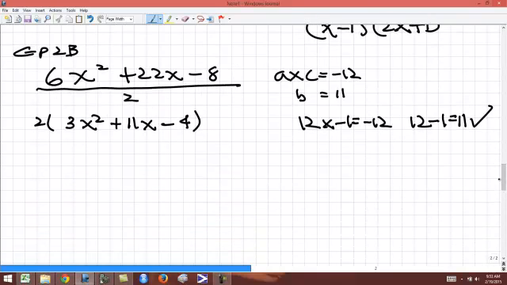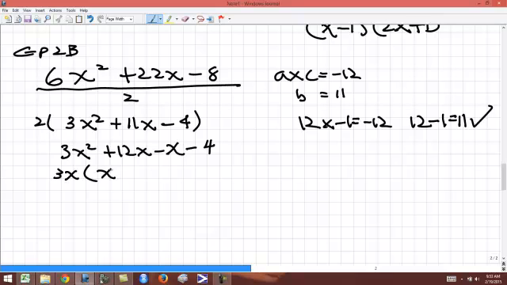So we're going to split up 11x into 12x and negative x. So we'll have 3x squared plus 12x minus x minus 4. Now notice we have a 4-to-1 ratio here, 12 and 3 and 4 and 1. So this is going to work out okay. So we got 3x times x plus 4.